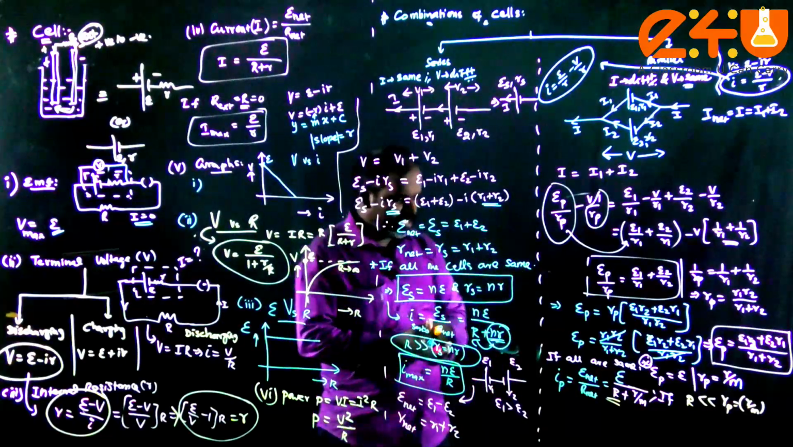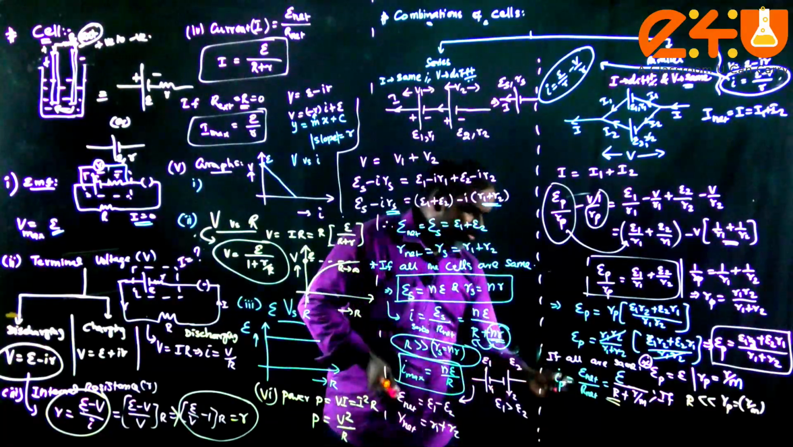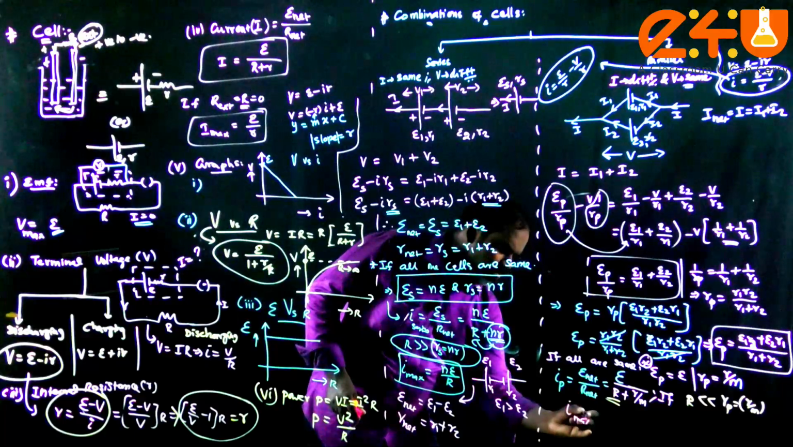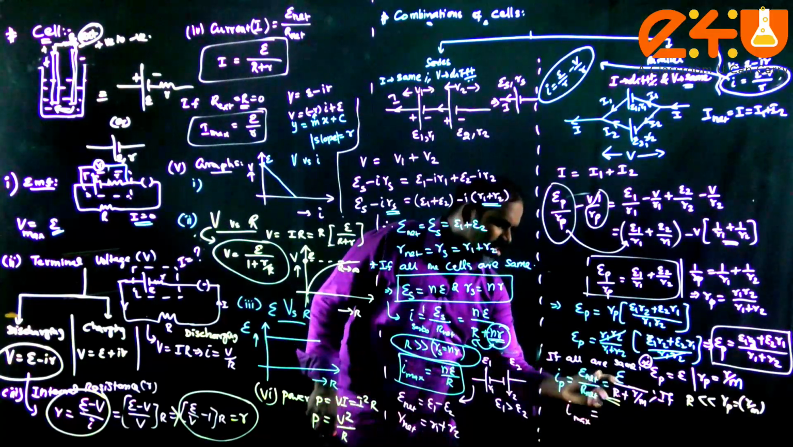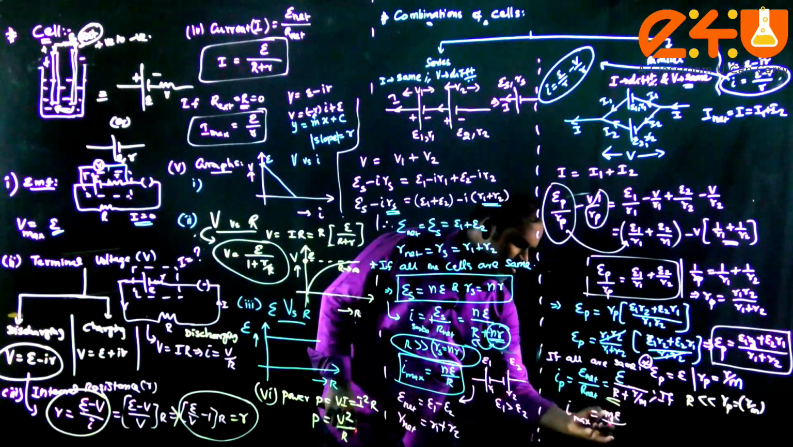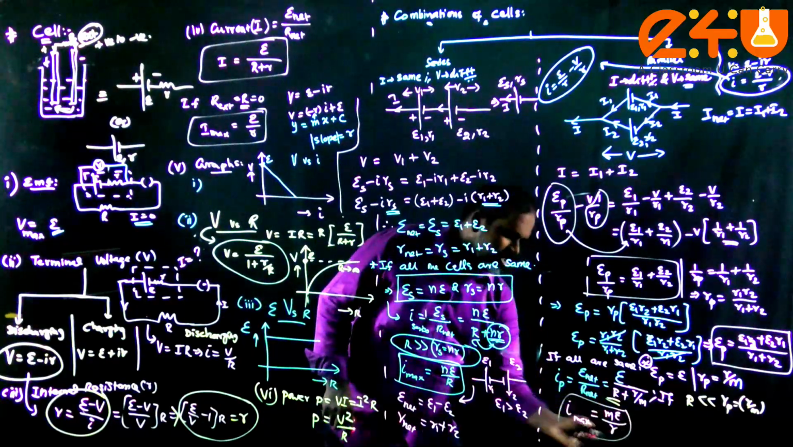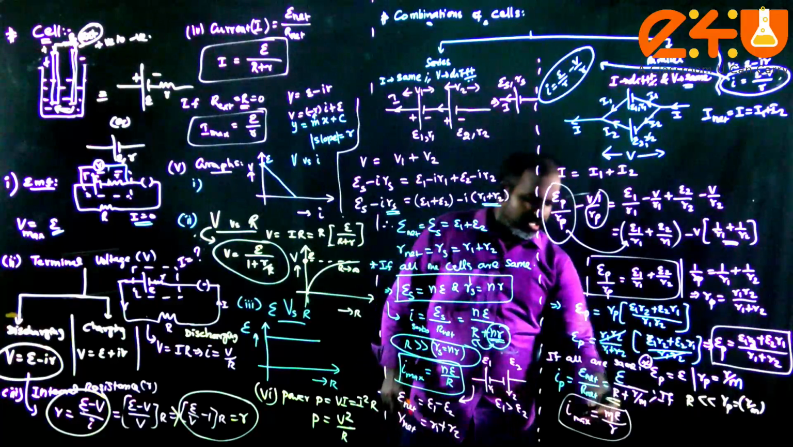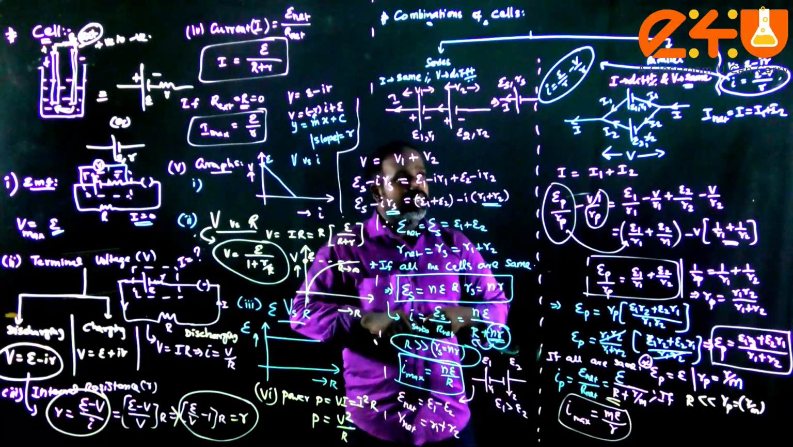Therefore we can write I max is equal to, this term is gone, then this M will go to the numerator. Therefore ME divided by small r. So this is the condition for I max, and this is the corresponding maximum current, students.